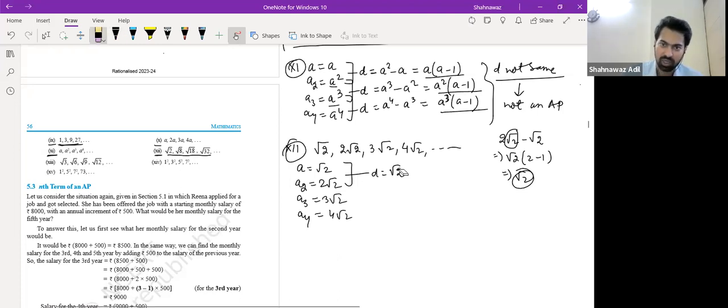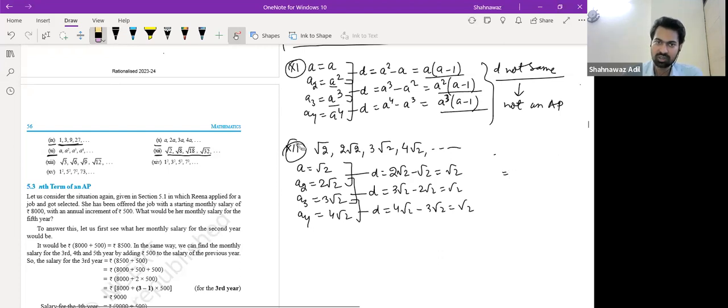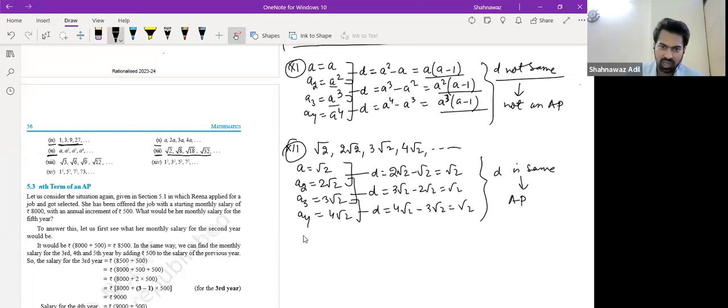Let me write it properly. So this is 2 root 2 minus root 2. And what about these? What is the difference? Again root 2, and this one is also root 2. So we have the same common difference. So this is an AP, and D is the same. Now we have to find the fifth term.